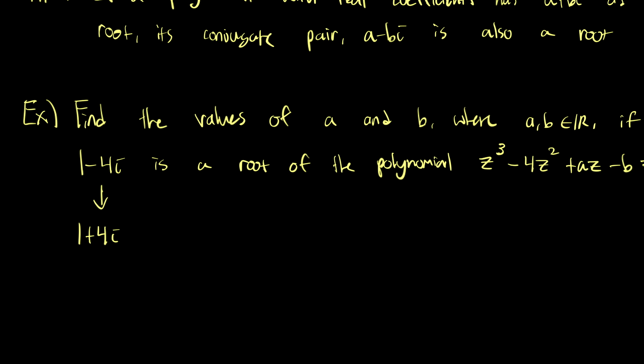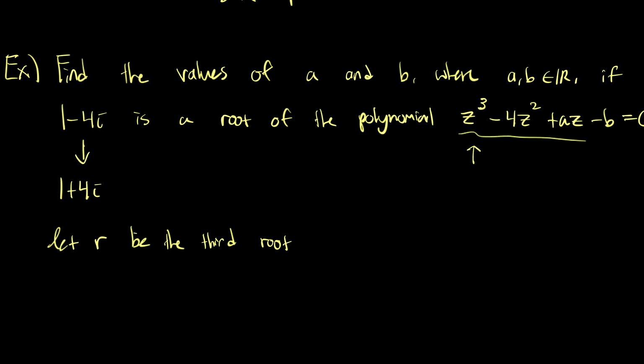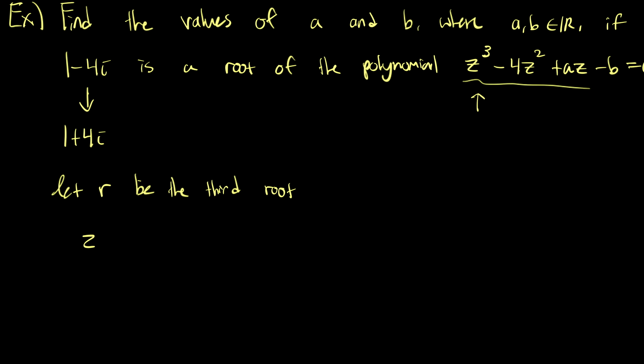Now, if you take a look at this polynomial, we see that it is to the power of 3, so there have to be 3 roots. And if we found 2 of the roots already, I'm going to let the other root equal r. So I'll say let r be the third root. Now, let's take a look at this polynomial. Our goal here is to find the values of a and b.